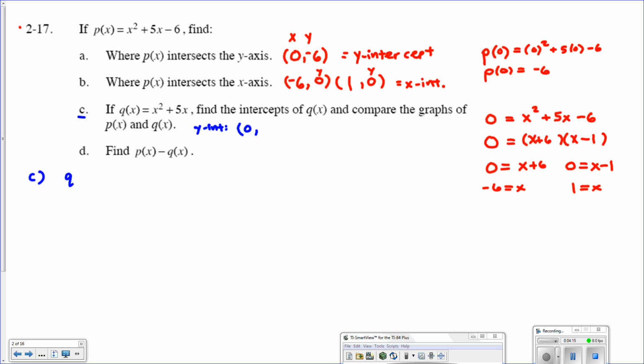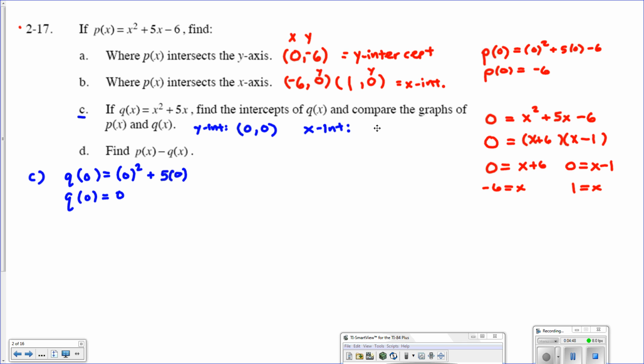So q of 0 is going to equal 0 squared plus 5 times 0. In which case 0 squared is 0, 5 times 0 is 0, so we get q of 0 equals 0. So the y-intercept is going to be at the origin, 0, 0. The x-intercepts, let's see what those are going to be, and then we'll check them all in the graphing calculator when we're finished.